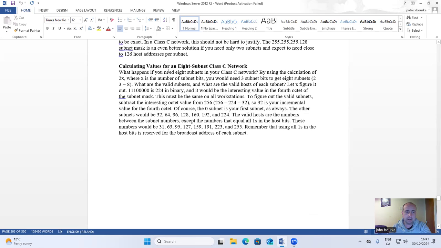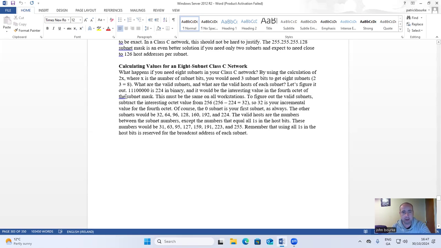Calculating values for an 8-subnet Class C network. What happens if you need 8 subnets in your Class C network? By using the calculation of 2^x, where x is the number of subnet bits, you would need 3 subnet bits to get 8 subnets. 2^3 equals 8. What are the valid subnets and what are the valid hosts of each subnet?